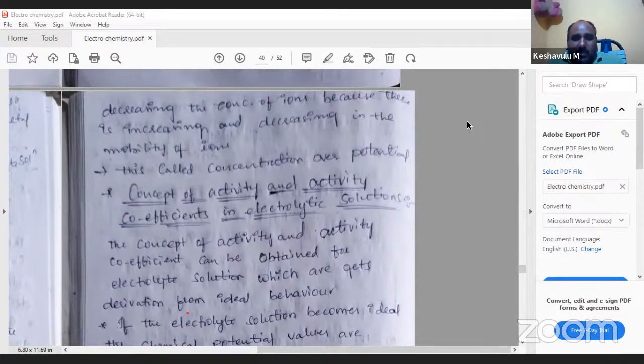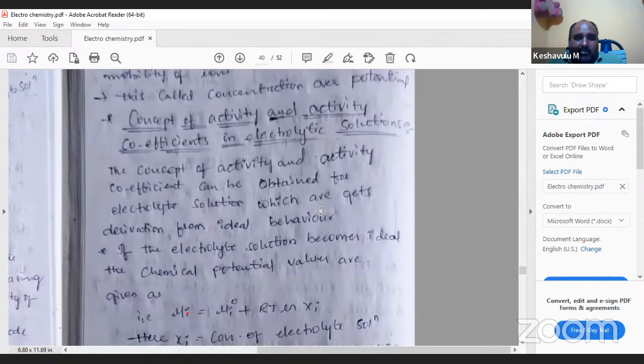That can be explained with the help of the concentration of the metal ion, right? That is called concentration overpotential. Then here one new concept will be there, that is the concept of activity and activity coefficients in electrolytic solutions. What does that mean? Concentration and activity. First we have to know what is activity and what is concentration, right?